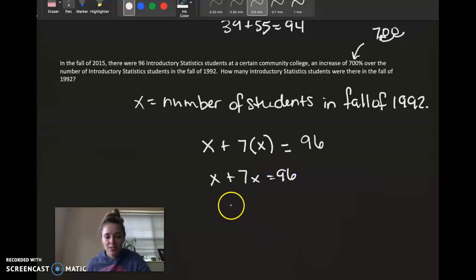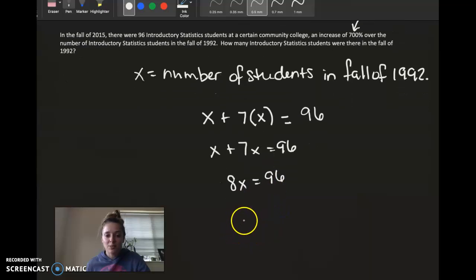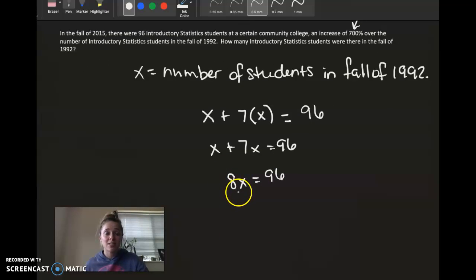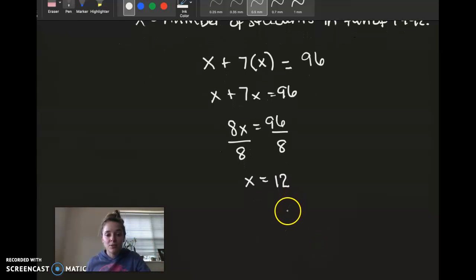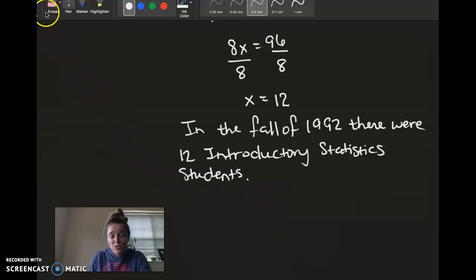Combine like terms, so we'd end up with 1x plus 7x is 8x equals 96. To get x by itself, 8 is being multiplied by x, so to undo the multiplication, divide both sides by 8, and we end up with, plug that into a calculator real quick, and I get 12. So that means in 1992, because remember we have to be able to state this as a sentence, in 1992 there were 12 introductory statistics students. There we have it written as a sentence.